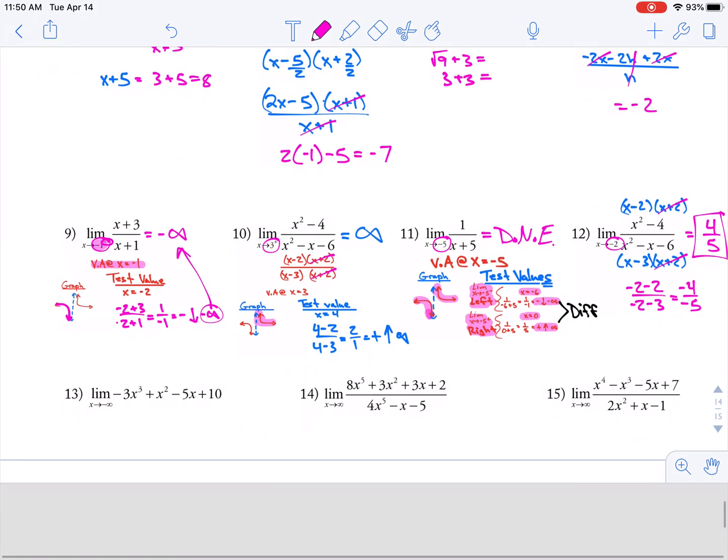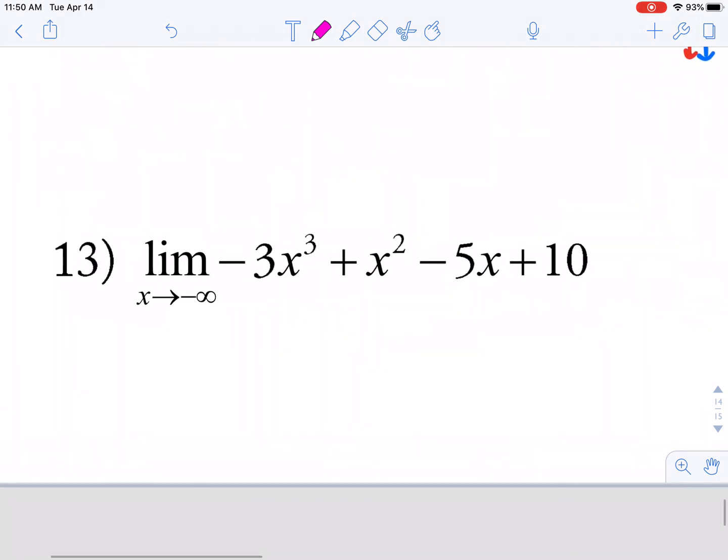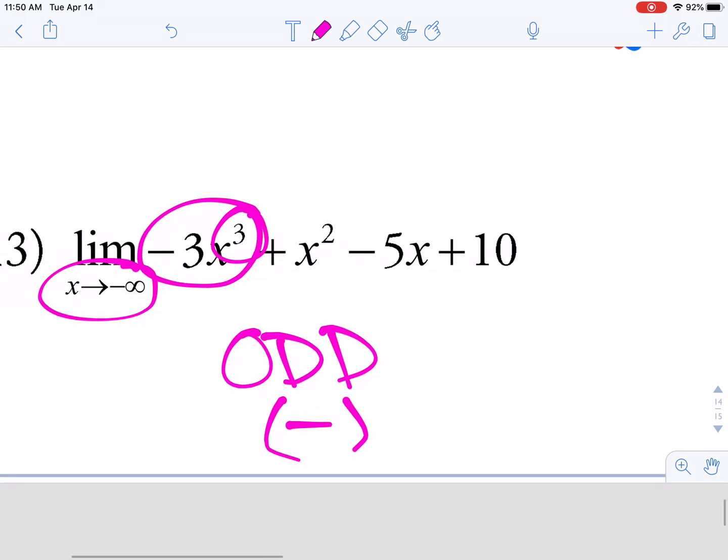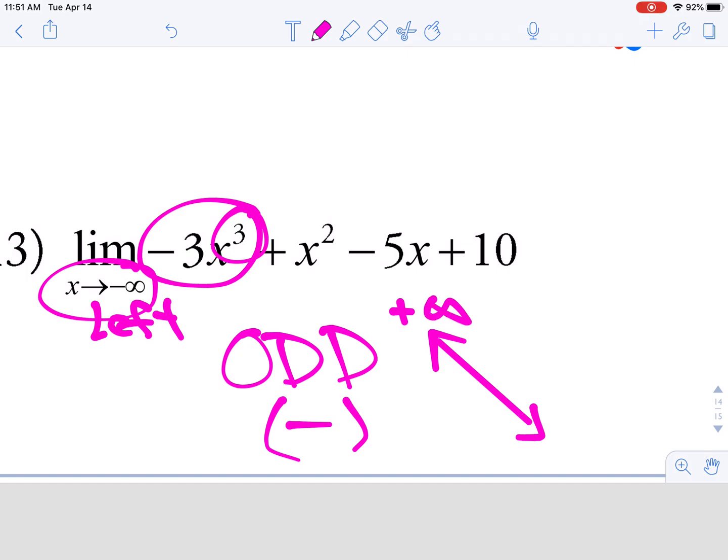And then now for the fourth set. The fourth set here are all when we have x going to positive or negative infinity. So now we're talking about end behavior. So here, since it's x going to negative infinity, we're looking at our highest power, which is odd, and it's negative. So if it's odd negative, it's going down to the right. So it looks like that. As we go to the left, we're going up to positive infinity.